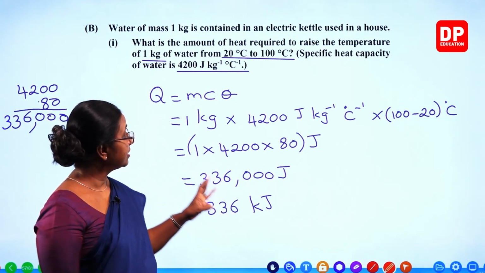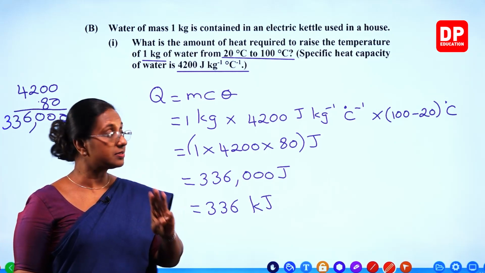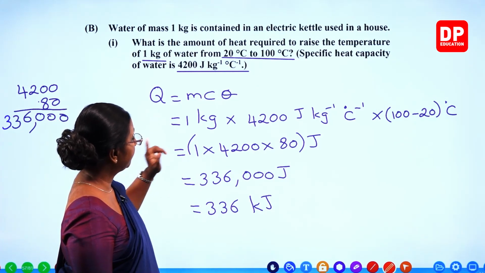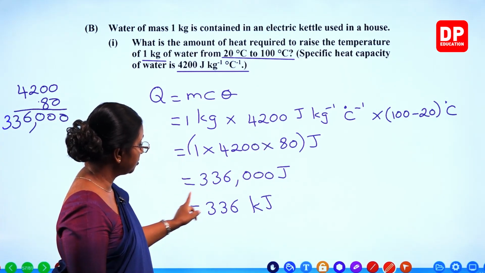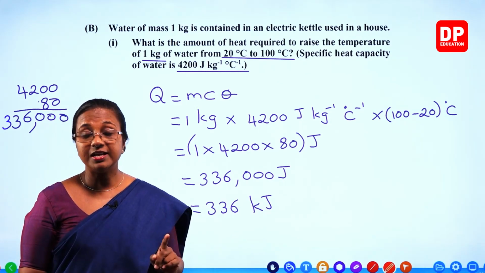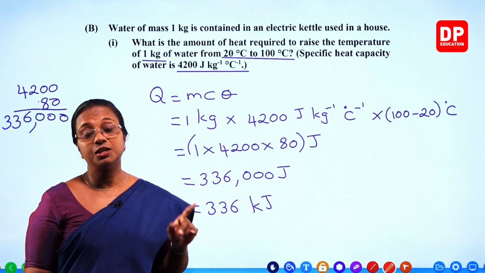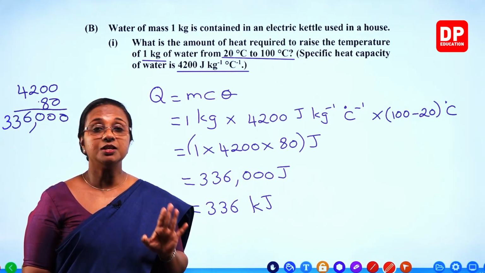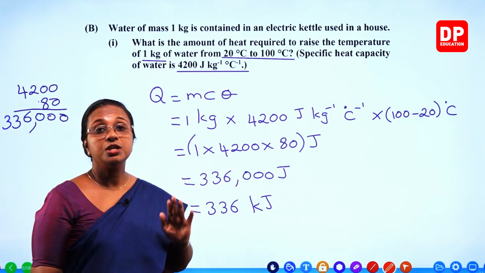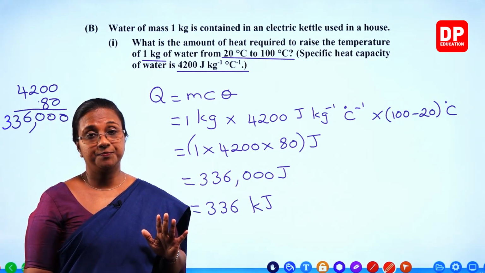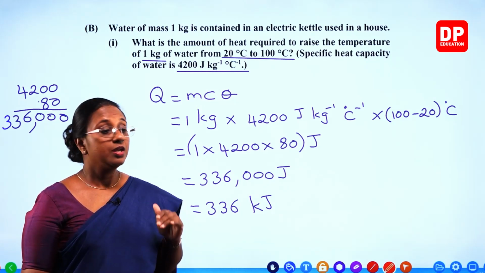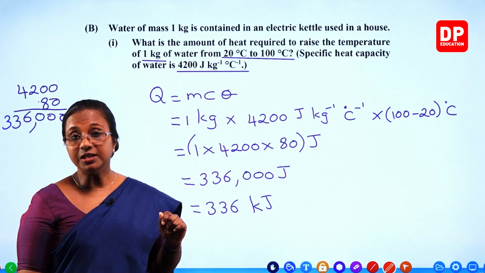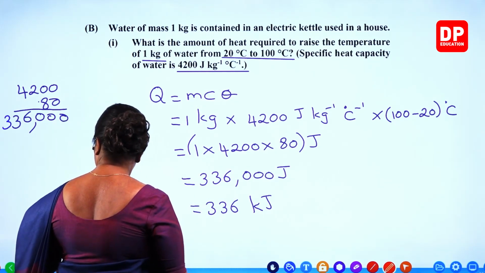Now, if this answer consists of 3 marks, you will get 1 mark for the equation, then 1 mark for substitution, and 1 mark for the final answer with the correct unit, if there is a unit. So here, of course, joules, you have to write it with the unit. Is that clear, students? So with that, I'll move on to the next part.